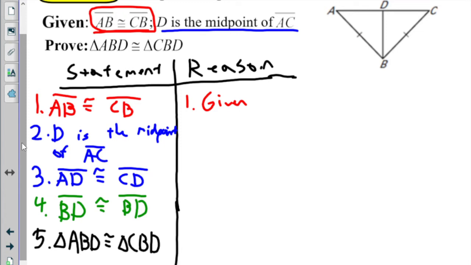Because it is given to you, it is just repeating the information that you are given, which is this pair of sides right here. It's even marked in the diagram for you. For that reason, step 2 will also have the reason given. It will still be given because D is the midpoint of AC is basically copy-pasted directly from the given information. So our reason there is also going to be given.